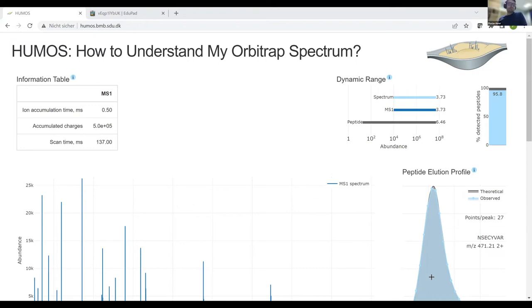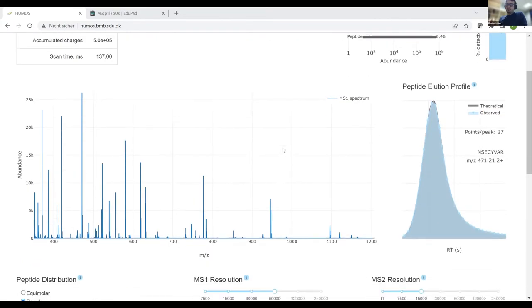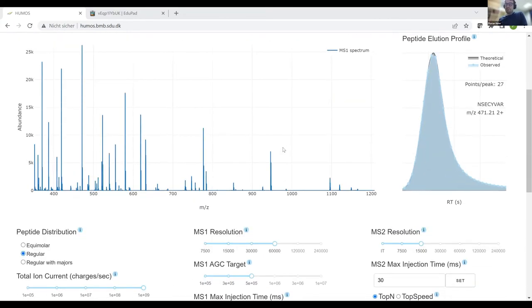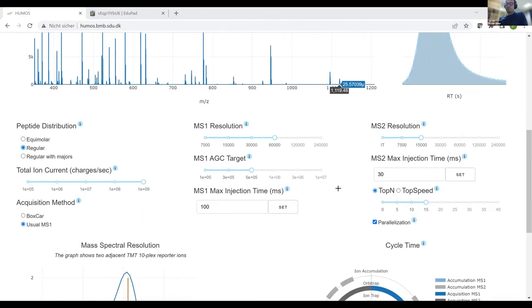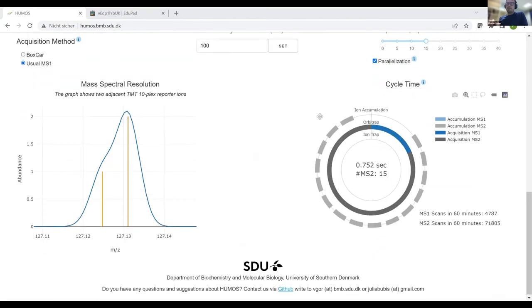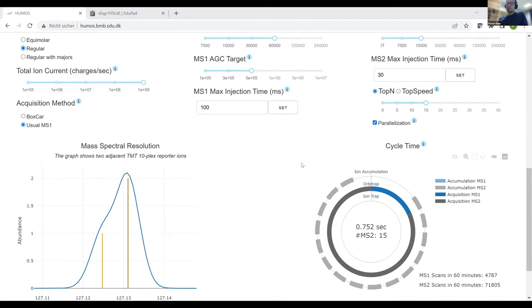Okay. Did you... Yeah, I hope you still even... Though it took some time to load, you had some time to browse a little bit through the spectrum. My main question is actually referring to this part down here. So did someone get to the point and can maybe explain what's going on here in this acquisition cycle?